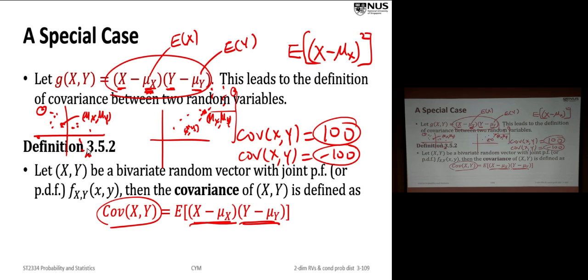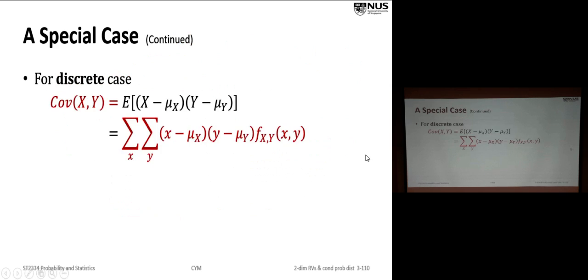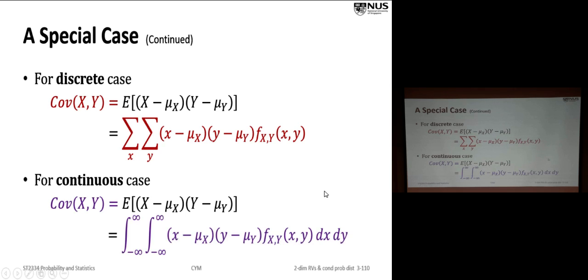So if covariance is positive, it means that x and y go in the same direction. But if covariance is negative, that means the behavior of x and y are in opposite directions. If x increases, y decreases. All right? But we cannot tell from the magnitude. We can only tell from the sign. The magnitude depends on the scale of x and y. So this is how we get the discrete case, how to evaluate the covariance of x and y. And for the continuous case, we do the integration.